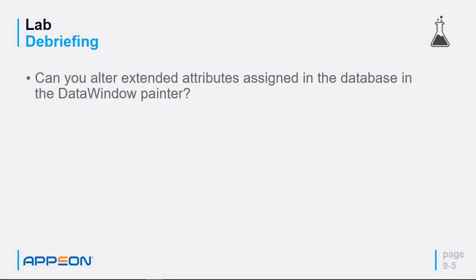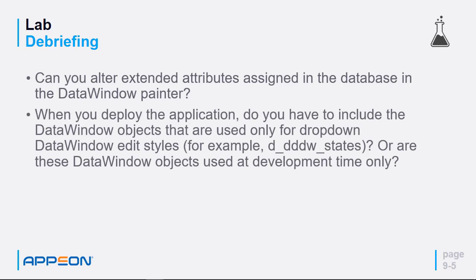So think about these questions as you go through the labs. Can you alter extended attributes assigned in the database in the data window painter? Also, when you deploy the application, do you have to include the data window objects that are used only for drop-down data window edit styles? For example, that DDW states. Or are those data window objects used at development time only?